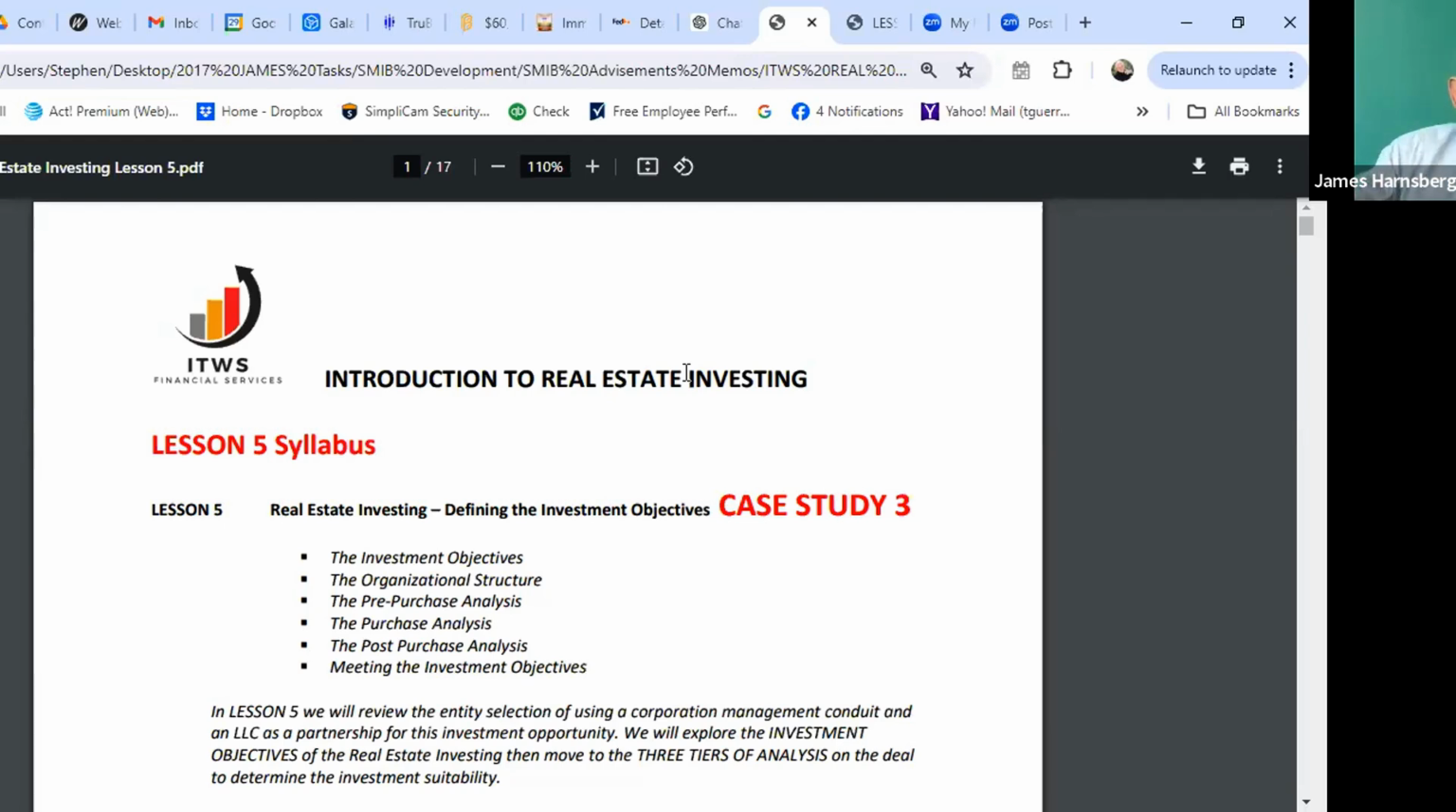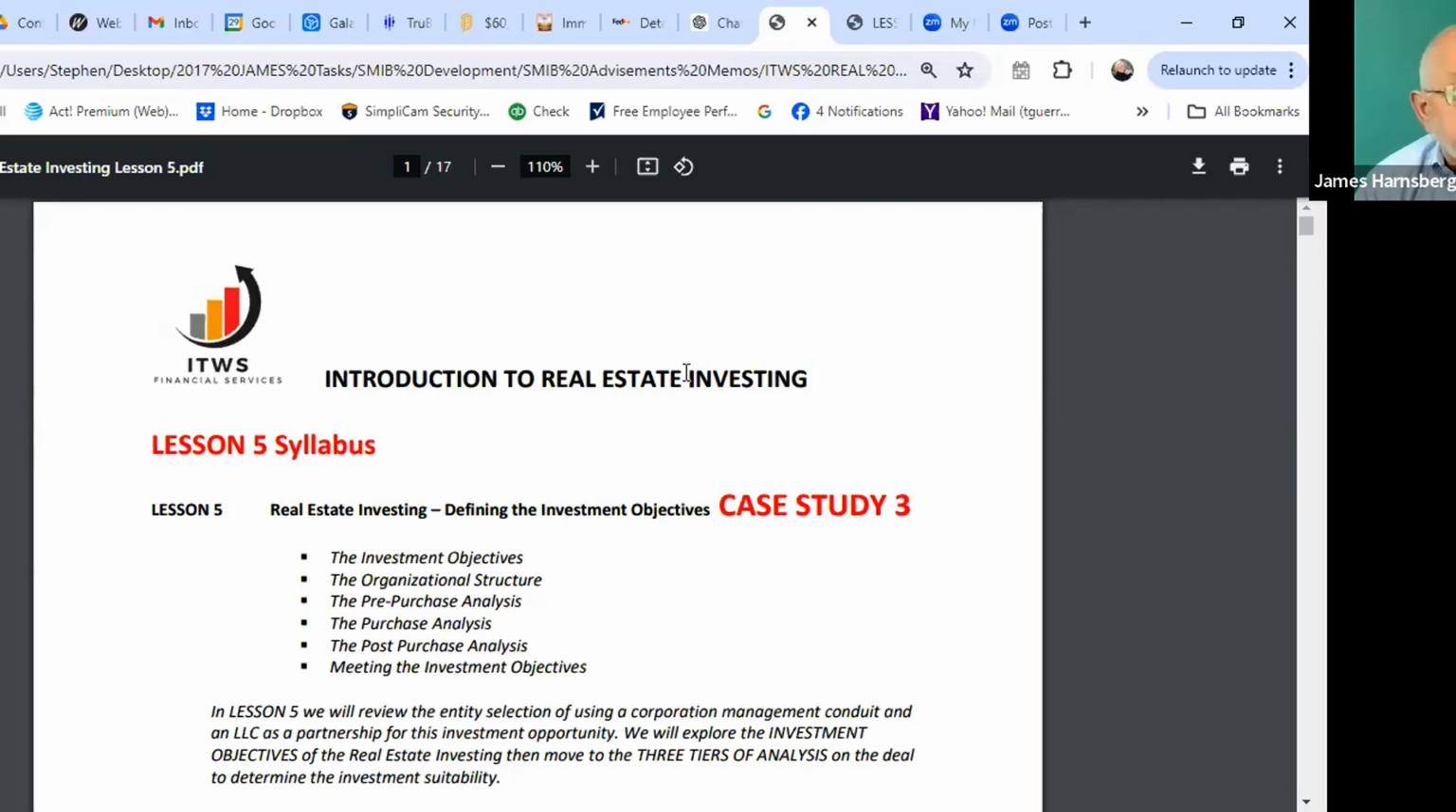And then, assuming that it meets those, I do the post-purchase analysis, because that deals with the holding period and disposition. In other words, before I even buy it, I know how I'm going to exit and get out of it. Is it going to be a property that I'm going to hold for 5 or less years? Is it a property that I'm going to hold for 5 or more years? What's my investment objective and what's my exit strategy?